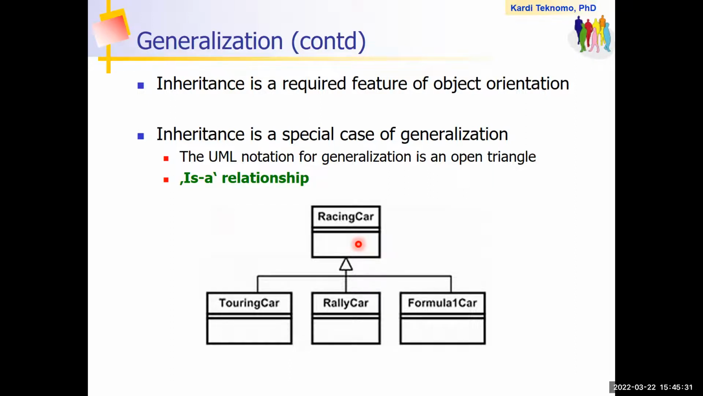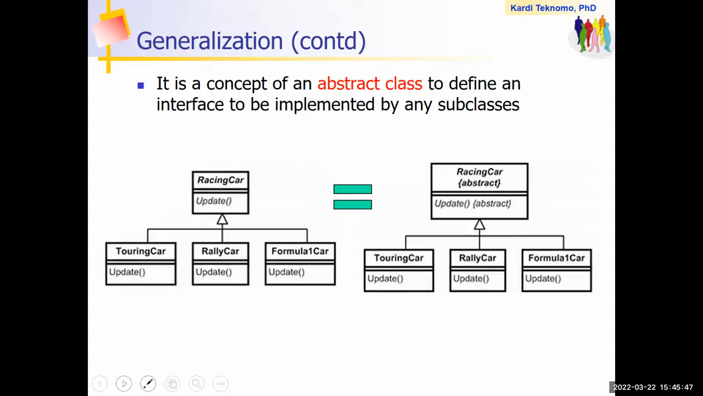What is aggregation again? Consists of. Okay? What is a composition again? Yes. And then generalization is... You see, right? Okay. So, it's an abstract. For example, racing car is an abstract. So then generalization, it's a concept of abstract class sometimes. So implemented by, so Formula One car is a racing car. It's the same thing, yeah? This is the same thing.